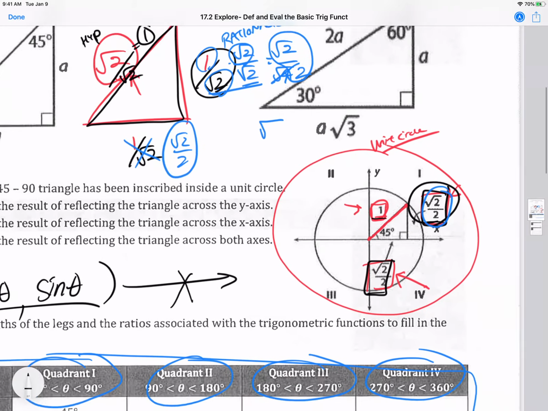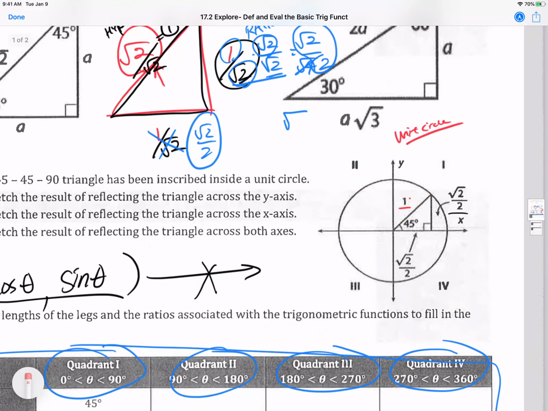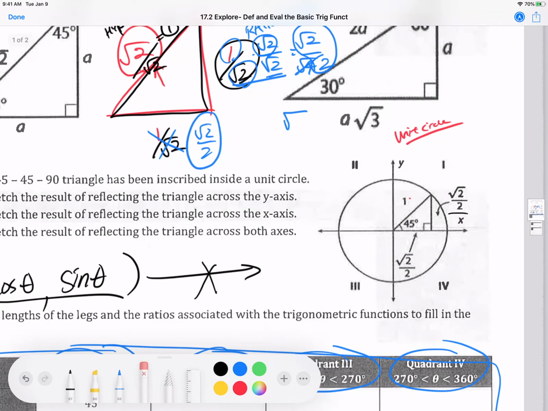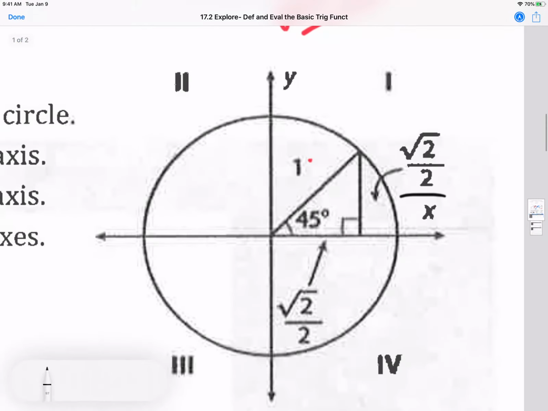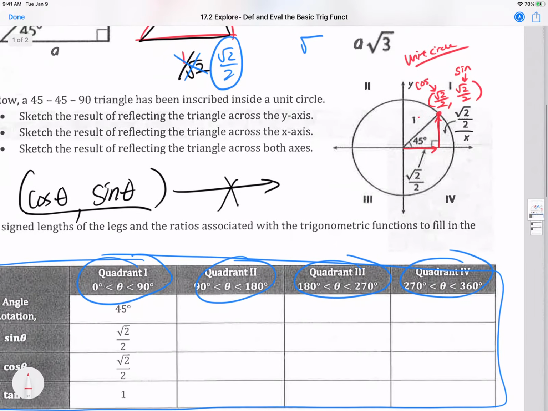Okay? So if we're talking about the first quadrant, let's take a look at the first quadrant here. This coordinate right there will be x, comma y, which is square root of 2 over 2, comma square root of 2 over 2. And because we have talked about how your x value is always your cosine and your y value is always your sine, you can take those two values and literally write them down here and here. And that's where these two values came from.